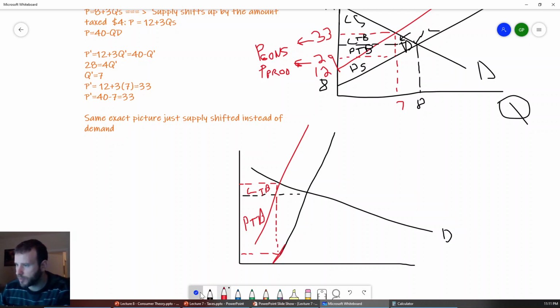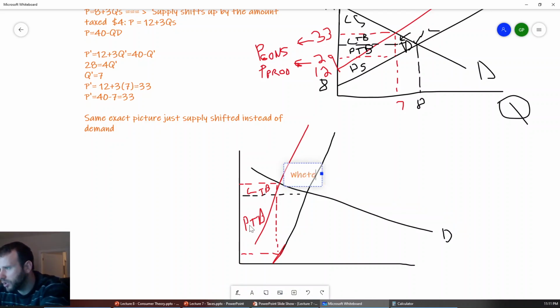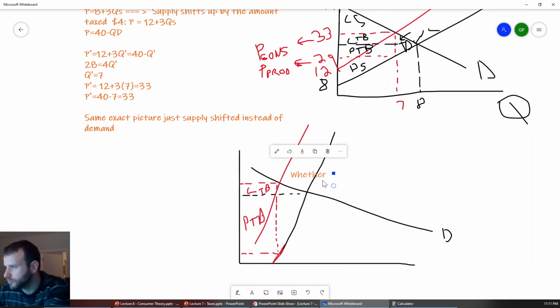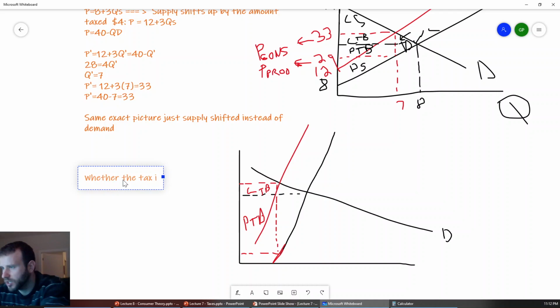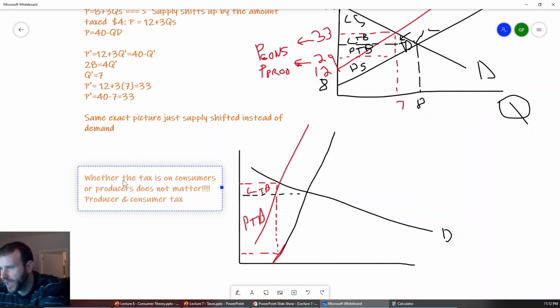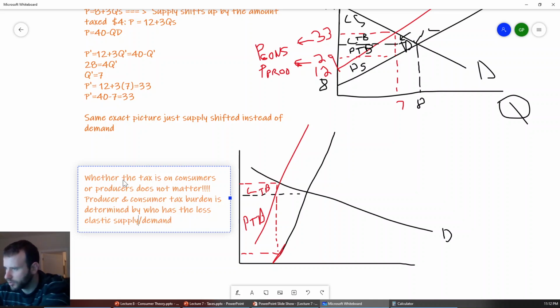So to wrap this all up in a nice, neat little bow, whether the tax is on consumers or producers does not matter. Producer and consumer tax burden is determined by who has the more inelastic, or I should say less elastic, curve. I should say who has the less elastic curve.